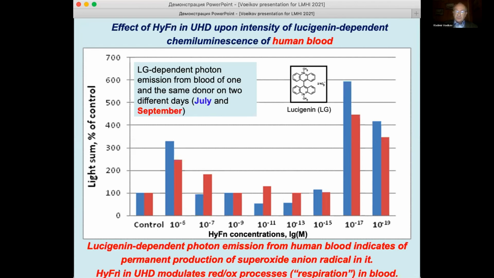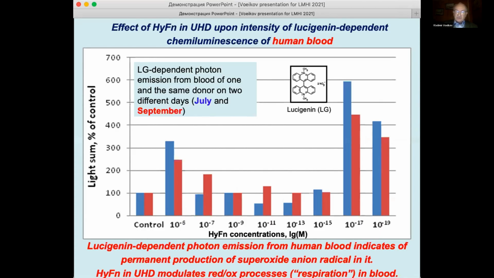And hydroxyfullerene in ultra-high dilution and in normal dilution modulates redox processes, respiration in blood. Here is the intensity of photon emission from control blood, and from blood to which 10 to the minus 6, 10 to the minus 7 molar hydrated fullerene was added. Then, as could be expected, normally the effect disappeared, but when we went down to 10 to the minus 17, 10 to the minus 19 molar, then again there was a very strong increase in photon emission.